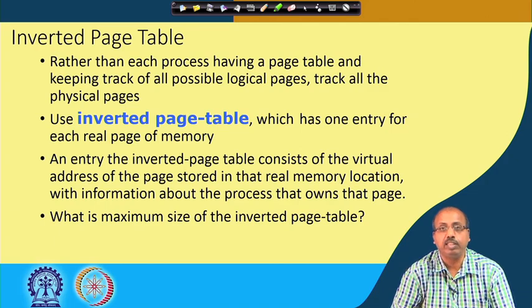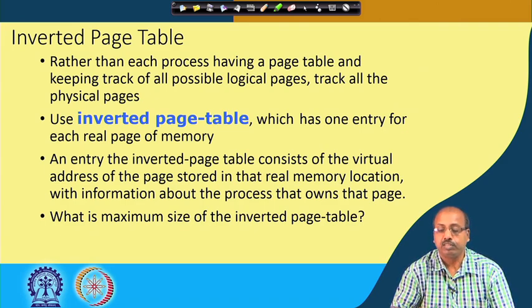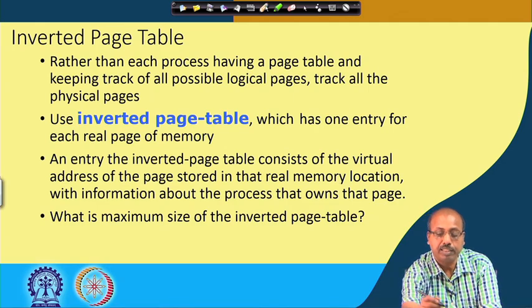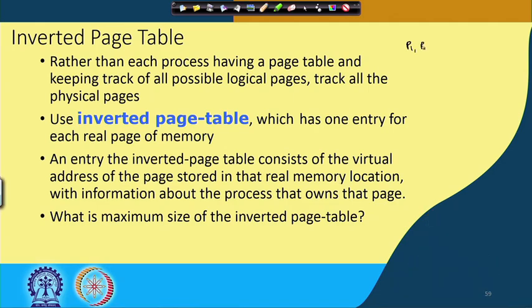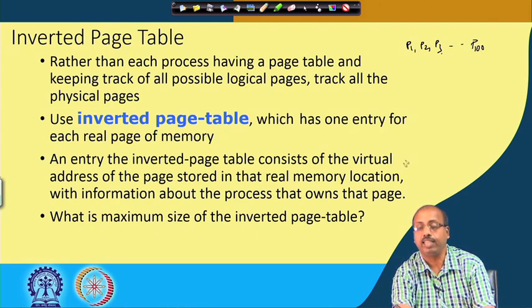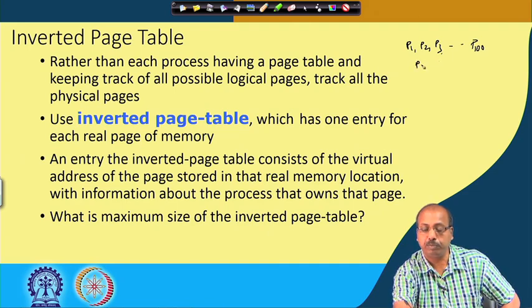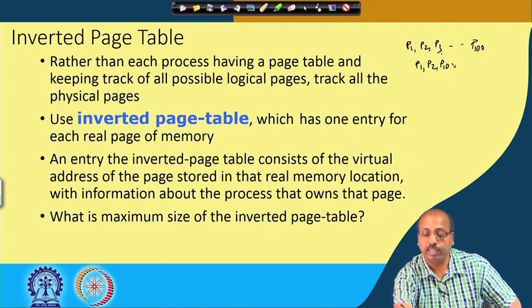Unnecessarily we are blocking a large amount of memory keeping the page tables, but ultimately, in the memory frames, whichever processes' pages are fitting are the only ones that come into the picture. It may so happen that I have all these processes P1, P2, P3 up to say P100. There are 100 processes currently in the system, but at present we are bothered about only a few processes, say P1, P2 and P10.